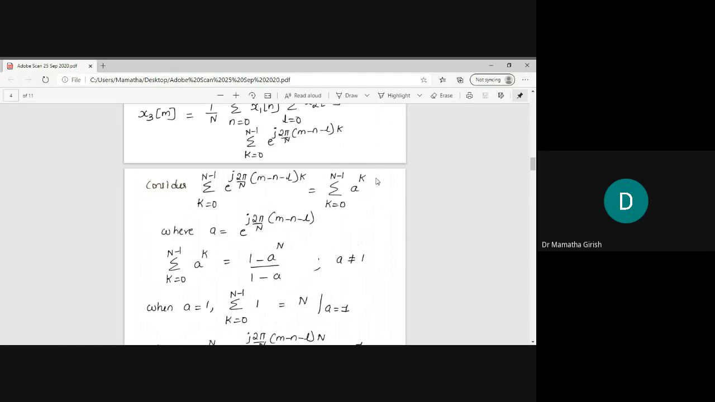Using the geometric series expansion, summation k varying from 0 to N minus 1, a to the power of k is given by, actually what is the formula? 1 minus a to the power of N plus 1 divided by 1 minus a, in case the upper limit is plain N. Here the upper limit is N minus 1, therefore substitute N minus 1 plus 1. That plus 1 and minus 1 will get cancelled, resulting in a to the power of N. And this formula holds good provided what? The value of this term a should never be equal to 1.